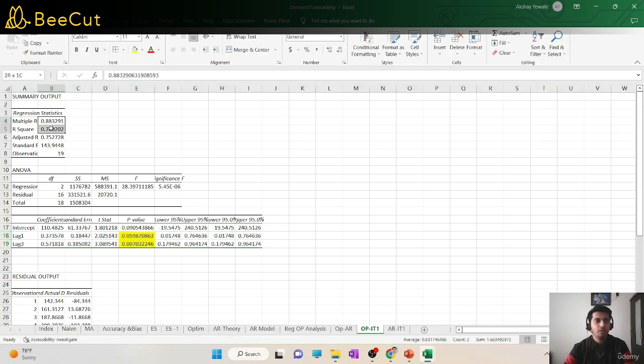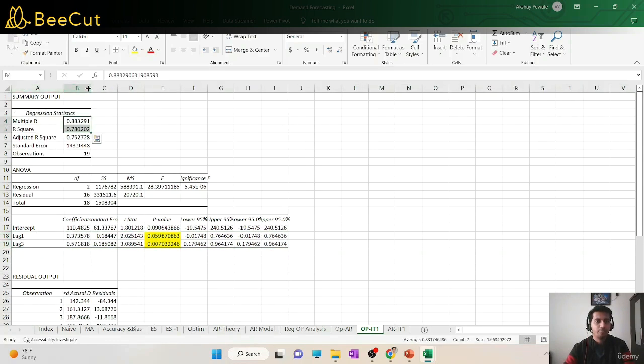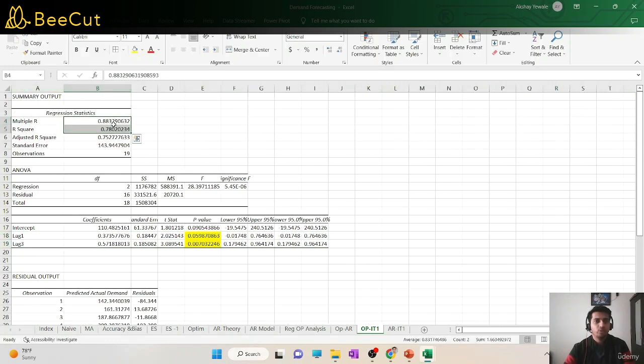And again, if you go through the R values, they are also good, so they are around 80%. So 80% of the time we can expect the forecast is going to be good, which is a good model, which is a good forecast.